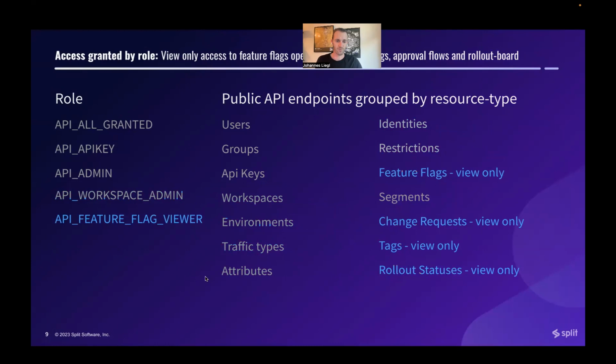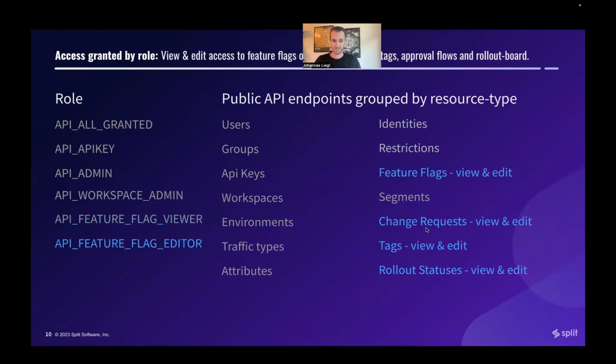Now we're getting to the more resource-specific roles. The first one is the API feature flag viewer. As the name implies, it gives the API key that has that role view access to the endpoints in the feature flags resource, and also to the endpoints in change request, tags and rollout statuses resources, view-only access. There's a companion role, which is called the feature flag editor, which is slightly more powerful, and in addition to viewing, also allows editing of feature flags, change request, tags, and rollout statuses.